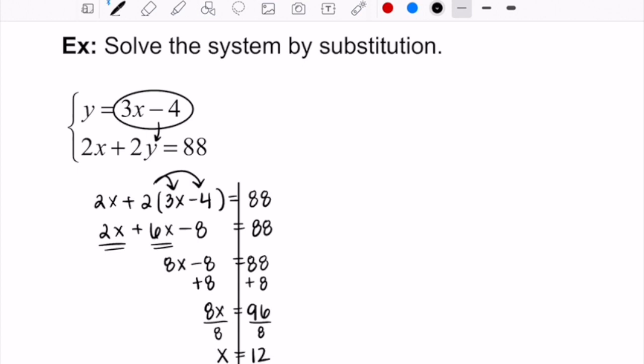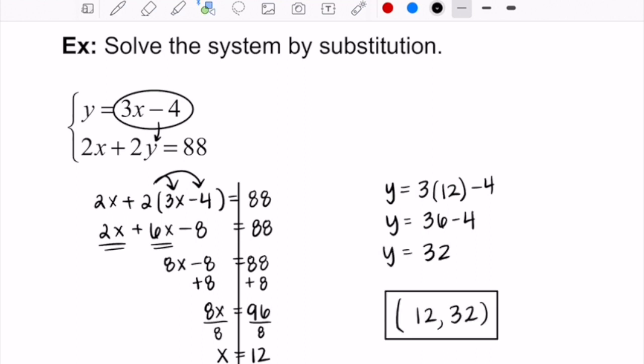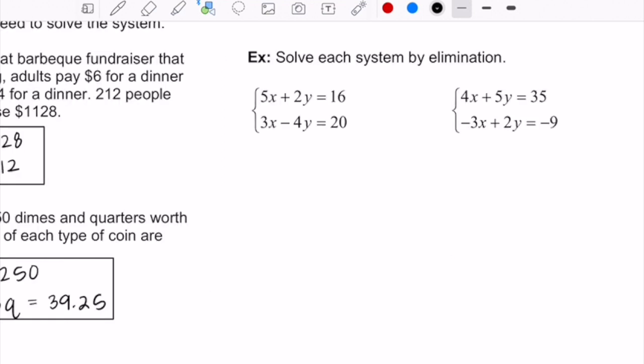Once I know the value for x, I can substitute it back into either equation. Notice how it's easier to plug it into the first one. 3 times 12 gives me 36, and then 36 minus 4 gives me 32. And so using substitution, we determined that the solution to this system of equations is the point 12, 32. That would be the point where the two lines cross if you were to graph them. The third way that we can solve systems is by elimination.